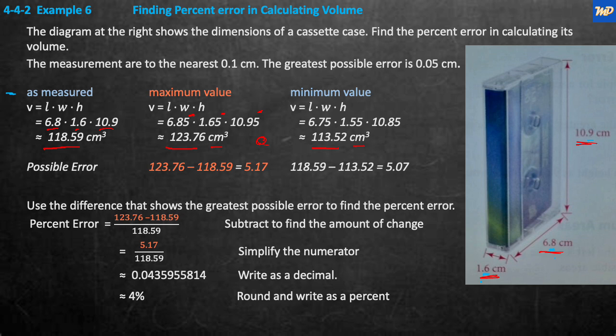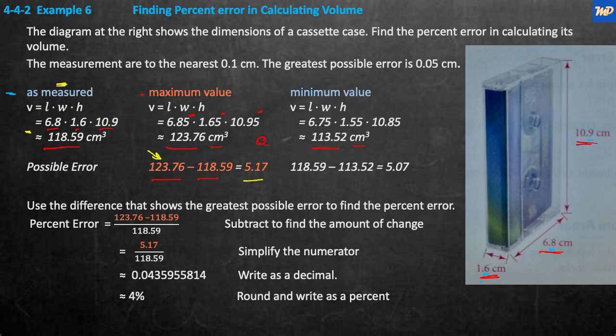So, given that, now we have to find out the possible errors for each. The possible error is you take the maximum value and subtract the measured value. So here we have 123.76 minus 118.59. I'm going to change colors, let's try this yellow. You take your 123.76 from here, and you subtract the as measured value, 118.59, and you'll get 5.17.